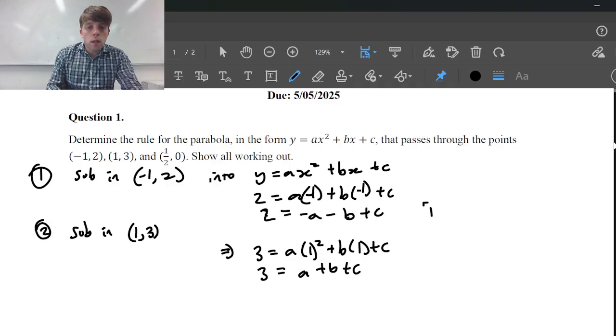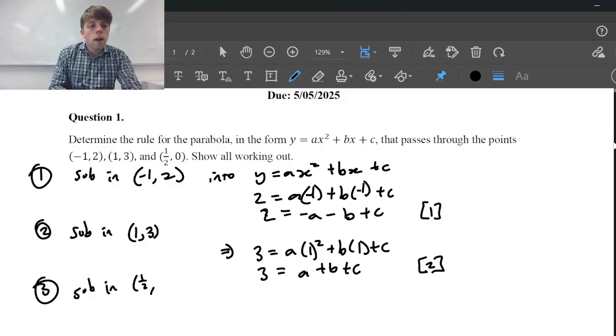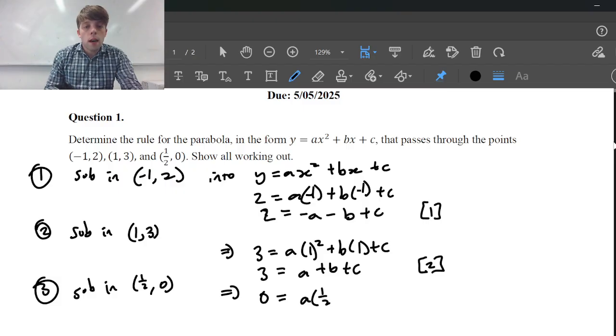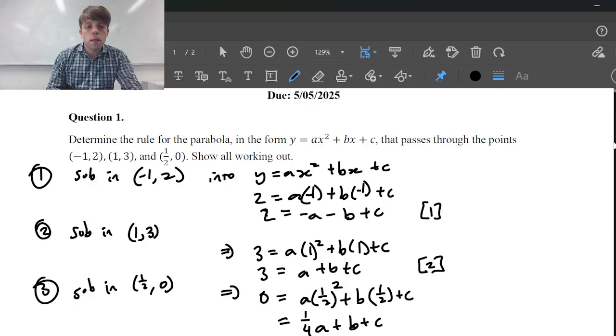So you can imagine this is equation 1 here, this is equation 2 here, and we'll just do the same thing one last time. We're going to take the point 1 half, 0, and we're going to sub it into y equals ax squared plus bx plus c. So this is going to give us 0 is equal to a times a half squared plus b times a half plus c. Now a half squared, that's going to be 1 over 4, so 1 over 4 a plus b plus c, and we know that's equal to 0. Okay, so there are our three equations.